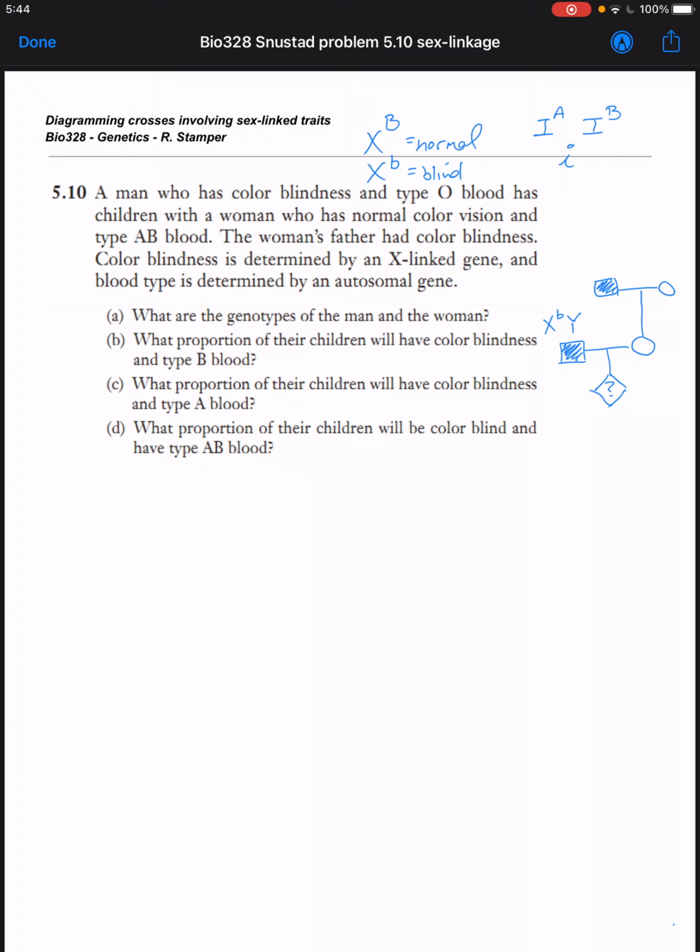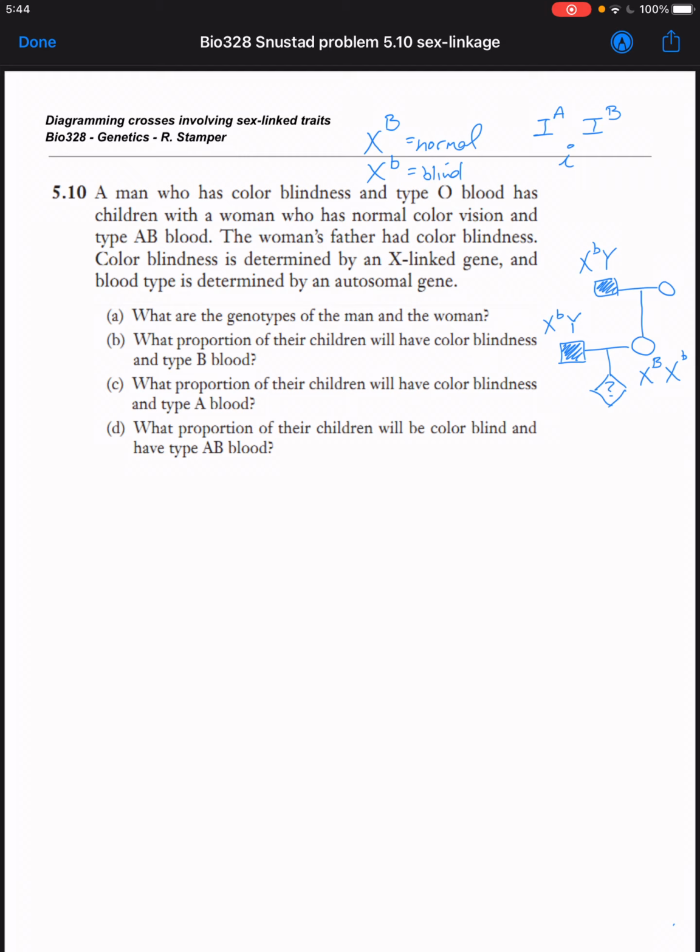We know the woman has normal color vision, so we know that she has a dominant allele. We don't know what her other X allele is, except that we know her dad was colorblind. And since her dad is colorblind and he could only have passed on to her the recessive allele, we know that this woman must be a heterozygote. That's why they gave us that information.